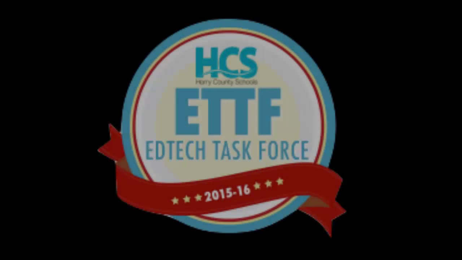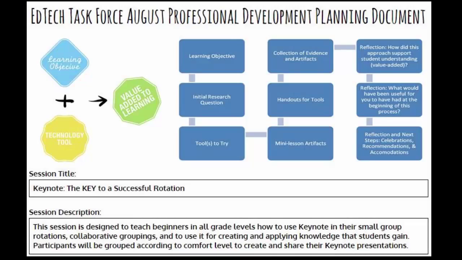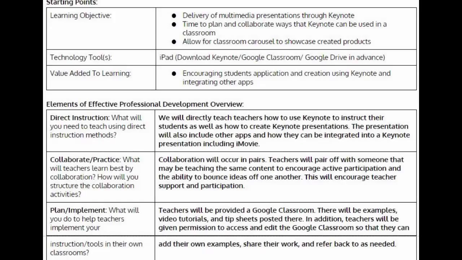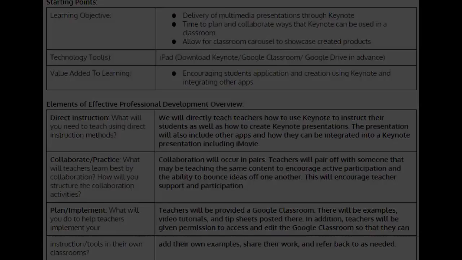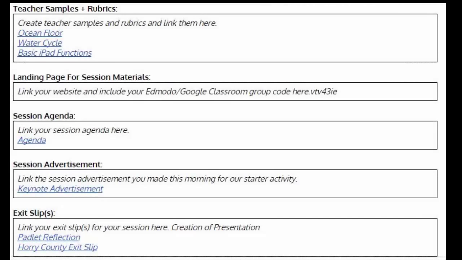Summertime, my friend Darcy Jones and I were asked to be a part of the educational task force created by Horry County Public Schools. We soon started planning a development session for our peers on Keynote. We had to go through many learning objectives and use technology tools to teach our fellow staff how to use it. We also incorporated Kagan strategies and a blended learning model.